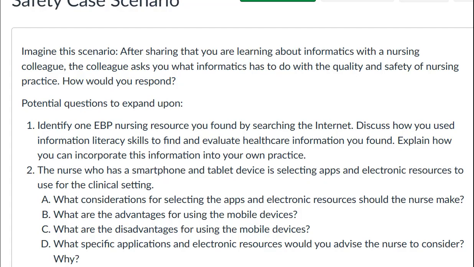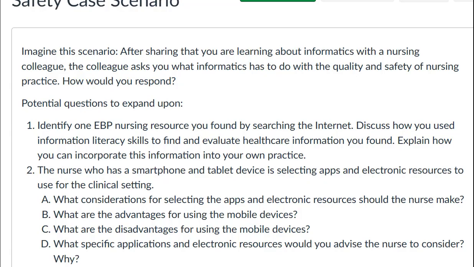As a BSN nurse, you're a leader in our profession. So I'm going to choose one of the case scenario prompts and answer it thoughtfully. Notice I said one. You don't need to answer every question that's listed. Choose the topic that interests you the most or one that connects well with your own nursing experience.